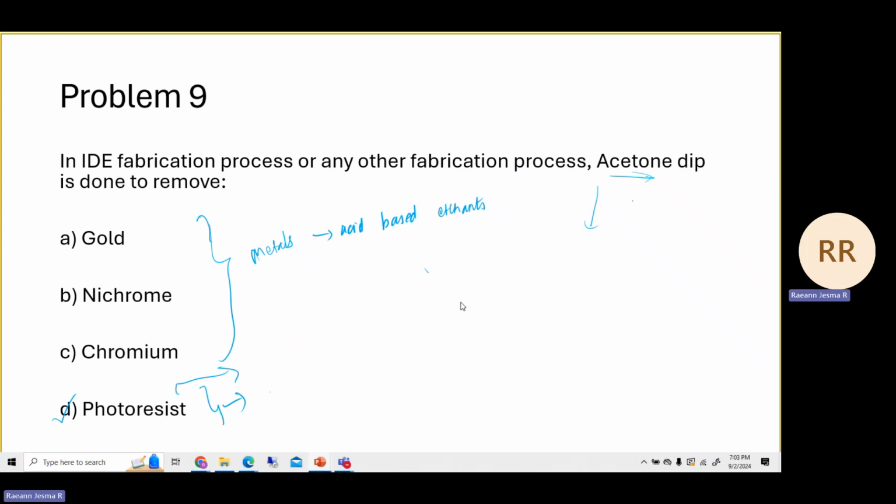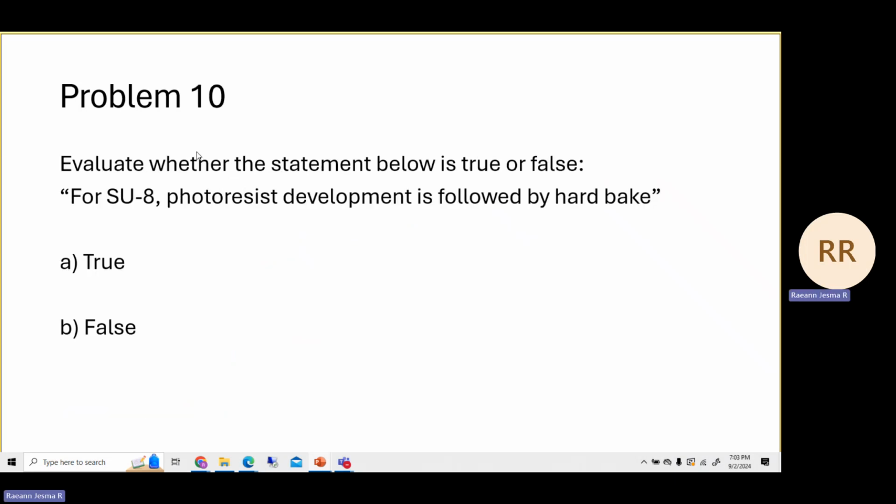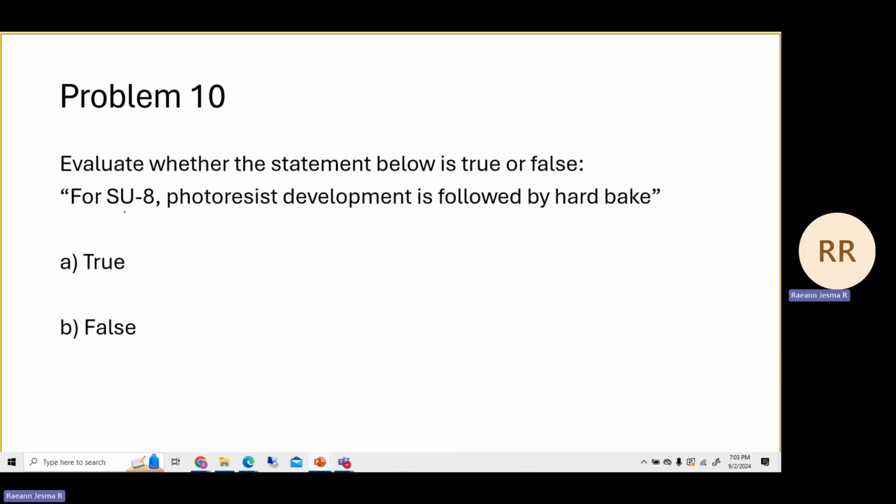So now let us move on to the next problem. Problem 10. Evaluate whether the statement below is true or false. For SU8, photoresist development is followed by hard bake. So, one hint regarding this problem is that SU8 is a negative photoresist.